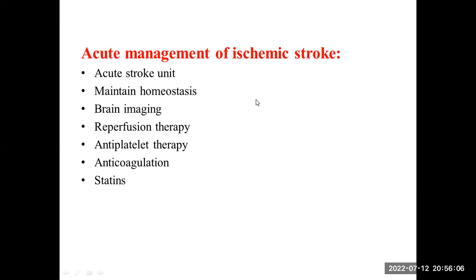Then also you need to keep the patient well hydrated. This is an important point, and in a lot of cases, they tend to be neglected. Patients with stroke, in a lot of cases, tend to be dehydrated. They tend to be hypovolemic. So you need to pay attention to the volume status of the patient.